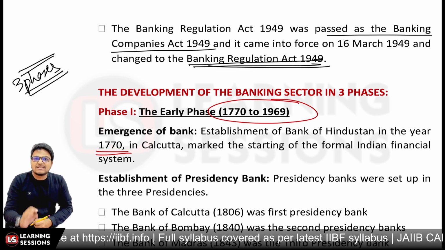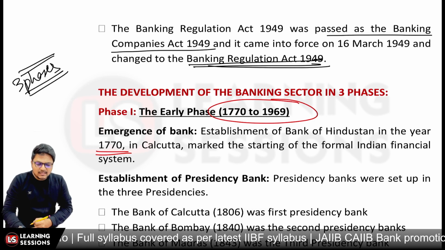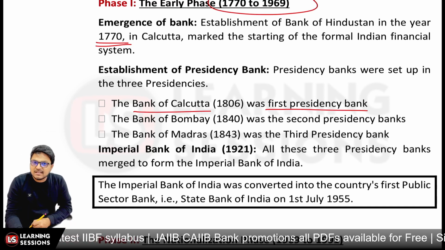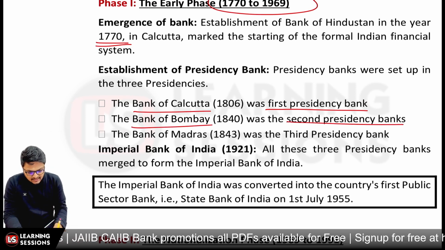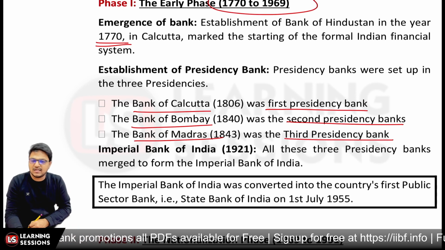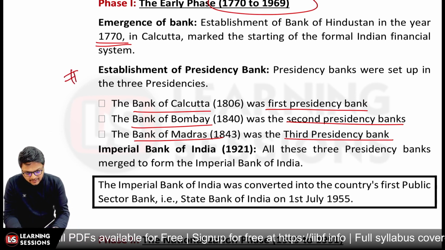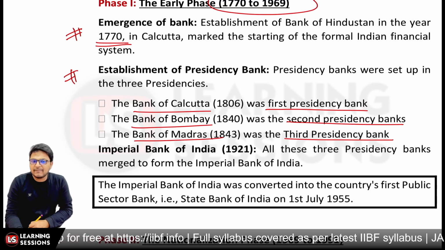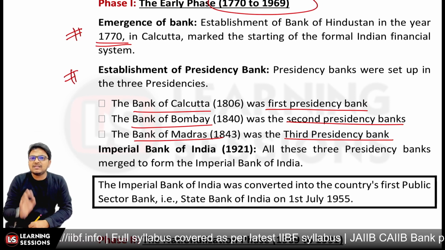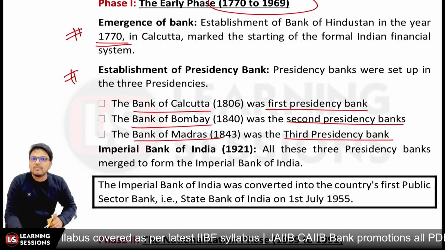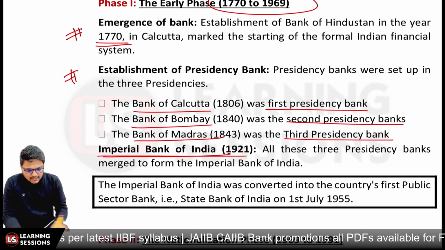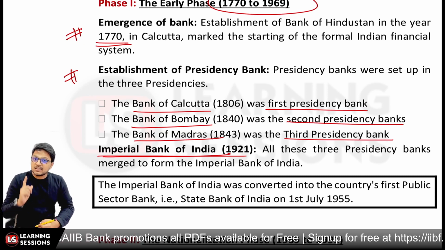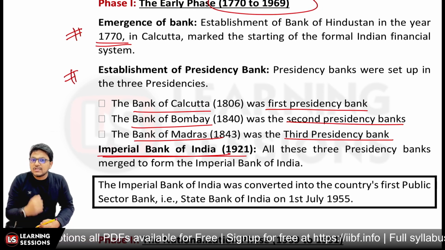After that, there was the establishment of presidency banks. The 3 presidency banks were established. In 1806, Bank of Calcutta was established as the first presidency, Bank of Bombay in 1840 as the second, and in 1843 the third presidency, Bank of Madras, was established. So the Bank of Hindustan was established in 1770, Bank of Calcutta in 1806, Bank of Bombay 1840, and Bank of Madras in 1843. After that, all these 3 presidency banks were merged to form the Imperial Bank of India in 1921, which later became State Bank of India on 1st July 1955, and it became the first public sector bank in 1955 when its name was changed to State Bank of India, right?